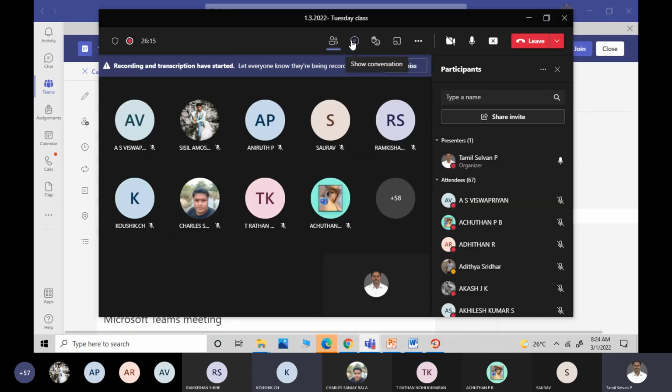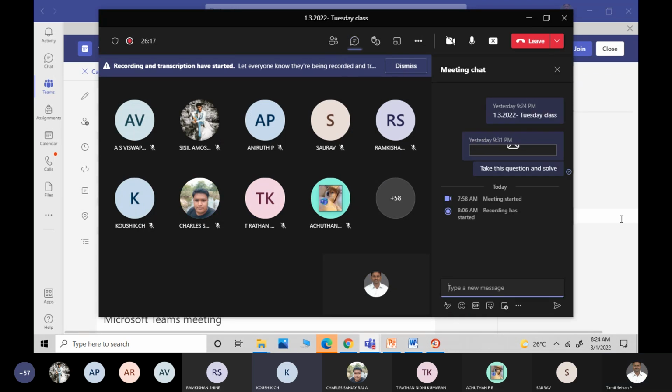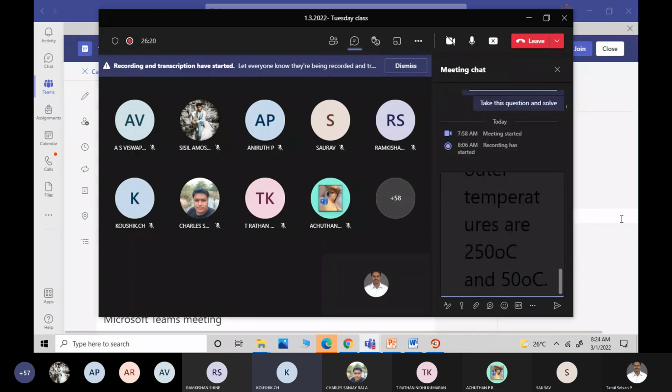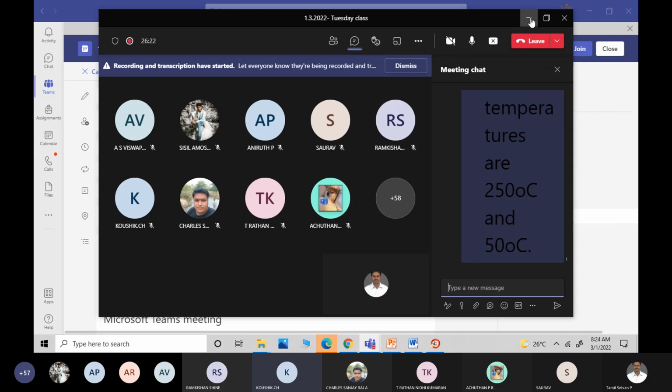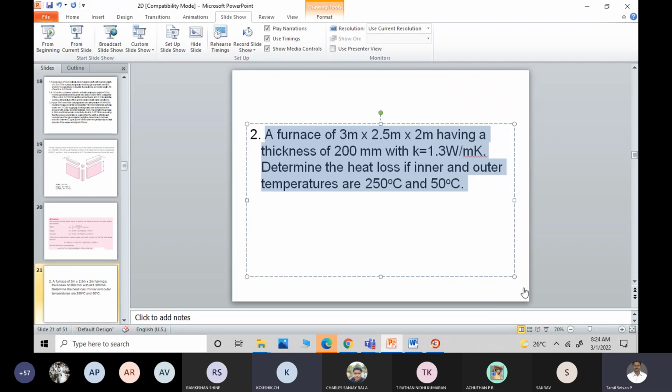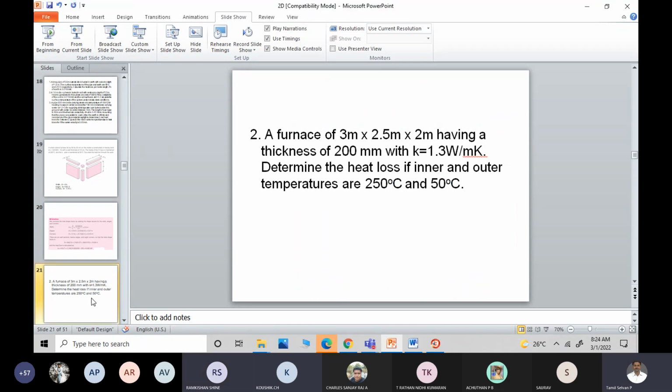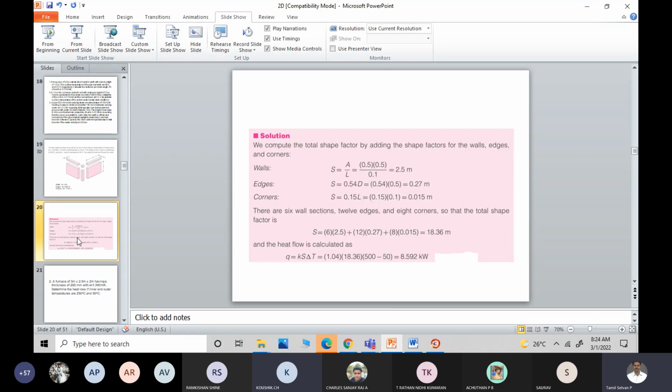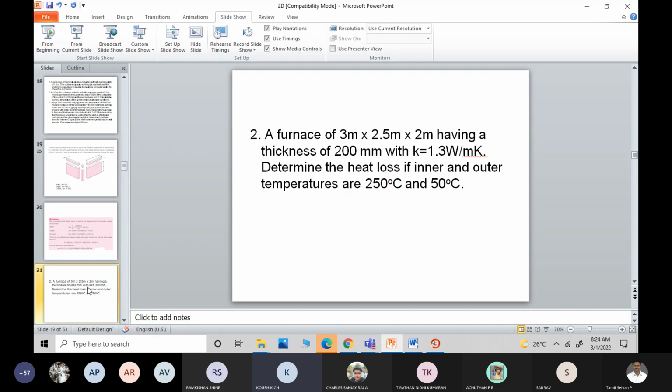So let me put it in the chat box. Yes, sir. Students, you try to solve this, okay? And when you come for Thursday's class, I will be asking you the answer. Is it fine, students? The same thing, only the change in values, nothing else. Am I correct? Yes, sir, only the change in values.